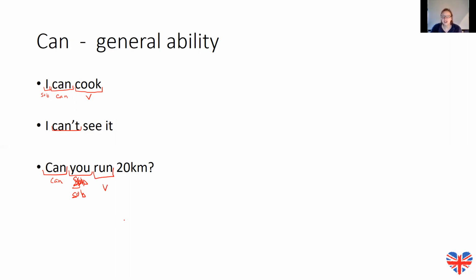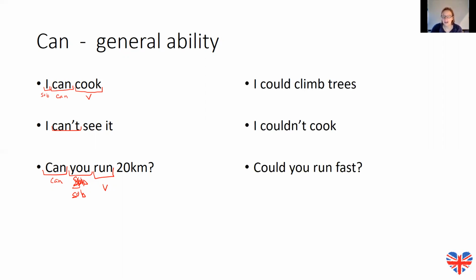And so we're talking about general ability, things that you in general are able to do now. If we want to talk about things in general that you can do in the past, then we need to change can for its past form, which is could. And it follows exactly the same structure. So you need your subject, then you need could, then you need your main verb. Or you can have couldn't if it's something you can't do.